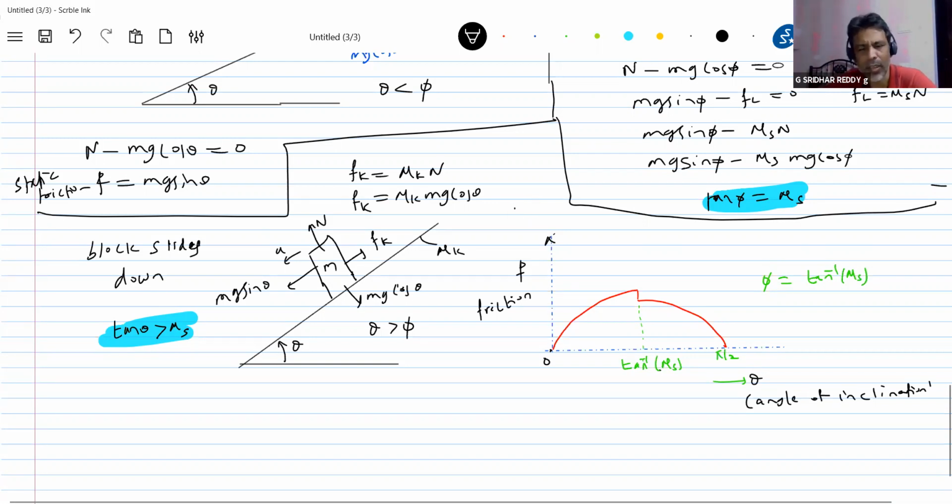On inclined plane also I showed that one. So on an inclined plane, does mass matter? Once again, I'm asking whether the block will slide or not. Is it the mass that will decide? No, the answer is definitely no.